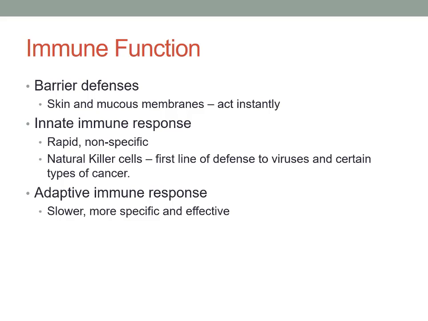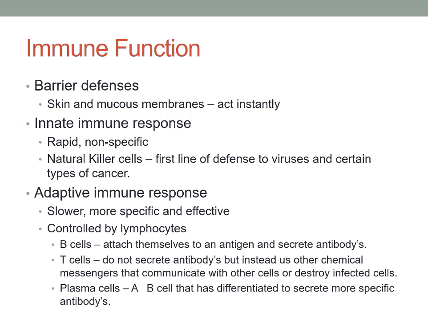The adaptive immune response is slower but more specific and more effective. The adaptive immune response is controlled by lymphocytes. Remember, these are white blood cells. The B lymphocytes attach themselves to an antigen and secrete antibodies. The T lymphocytes do not secrete antibodies, but instead use other chemical messengers that communicate with other cells or destroy infected cells. And part of this adaptive immune response are plasma cells. These are B cells that have differentiated to secrete more specific antibodies.